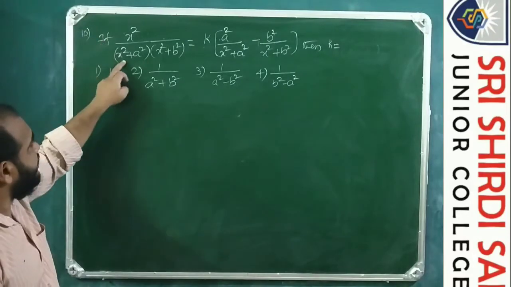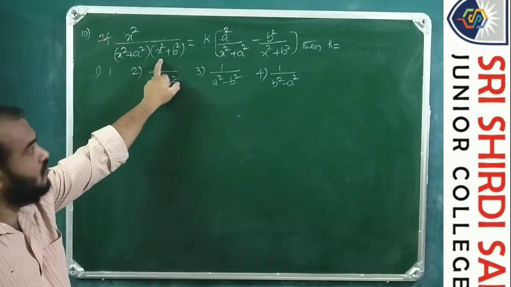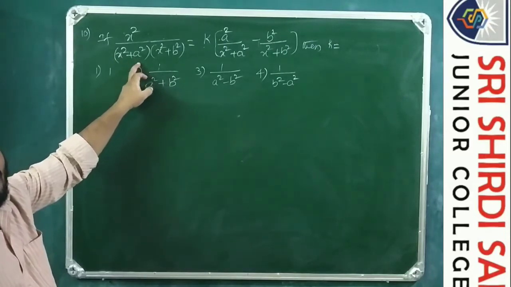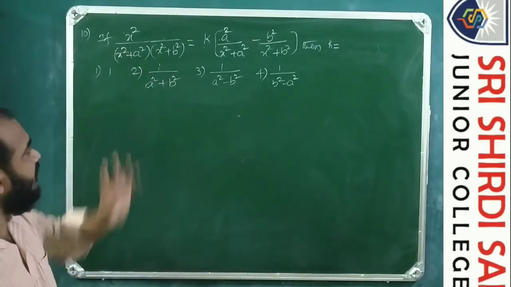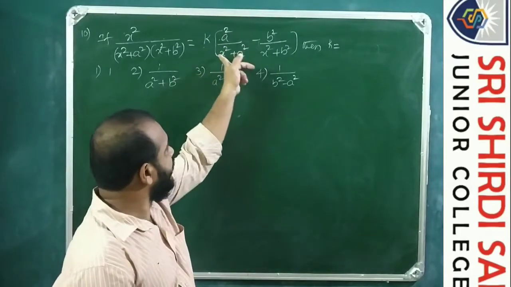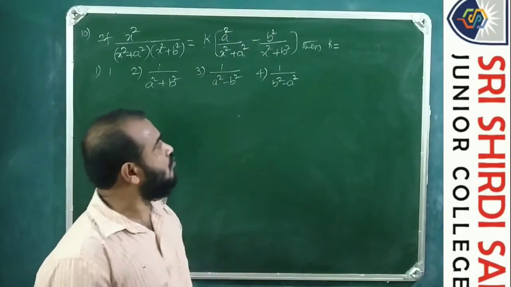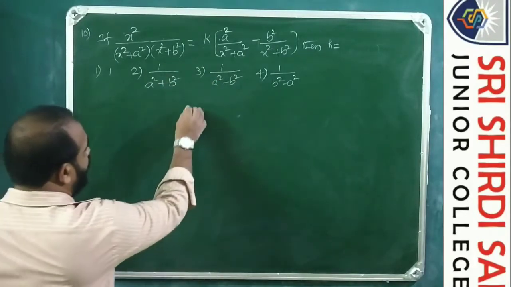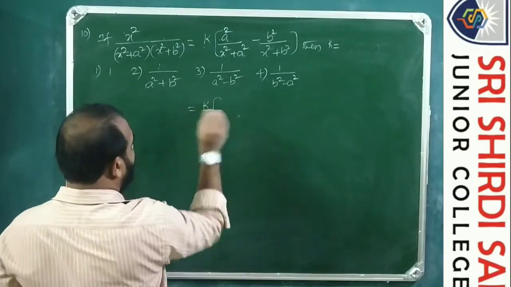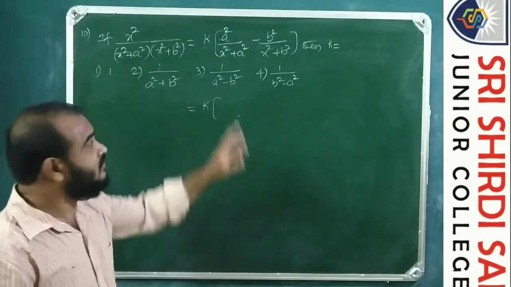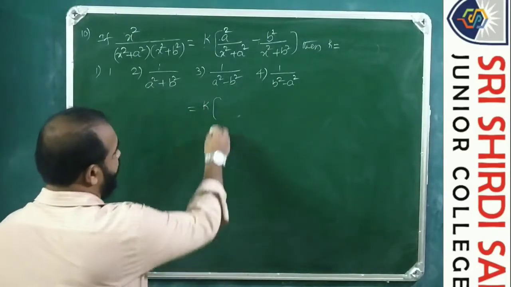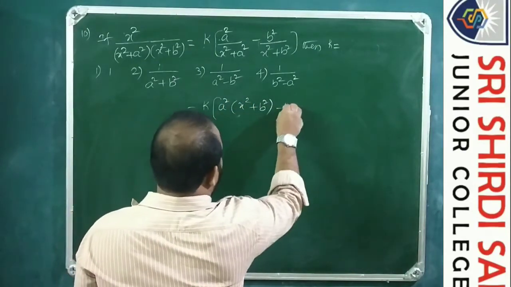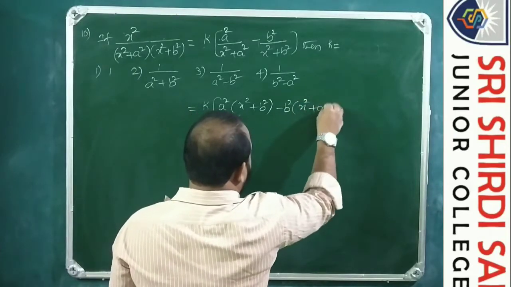If x square by (x square plus a square) into (x square plus b square), the denominator contains 2 non-repeated irreducible quadratic factors. So type 3. So it is k into a square by (x square plus a square) minus b square by (x square plus b square). So it is already given. So this is equal to k into, if you find the LCM and cancel the denominator on both the sides, then this is what we will be getting: a square into (x square plus b square) minus b square into (x square plus a square).